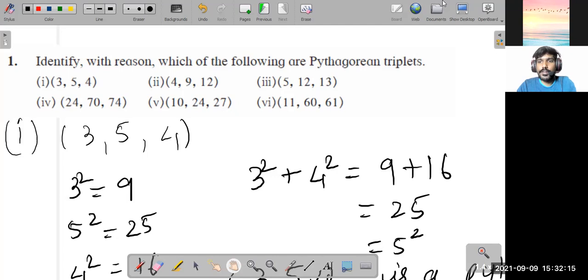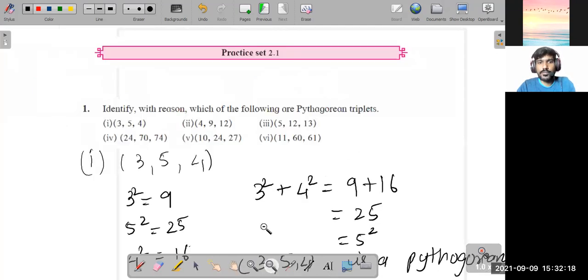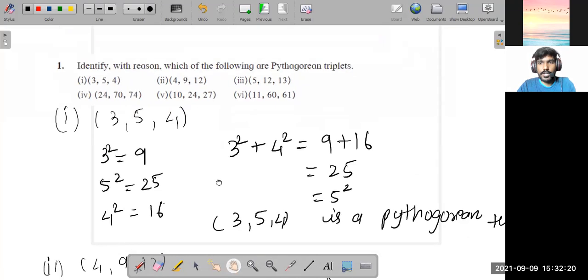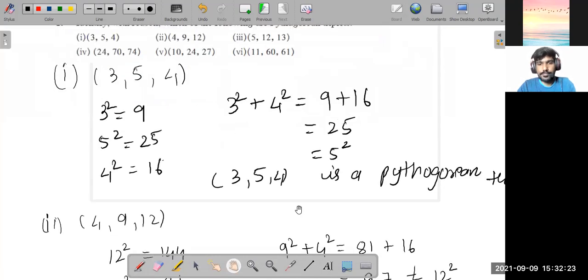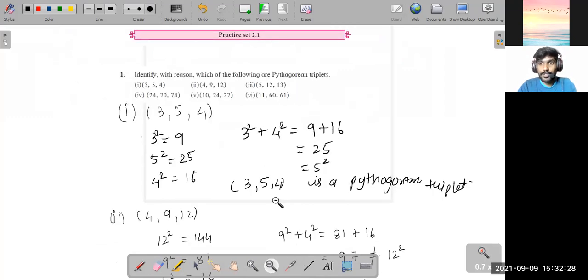Okay. Fifth and sixth one, will you do it for homework? Will you check it for homework? Okay. What was the earlier homework? No, there was problem set 1. Those sums, you have to do them again. How many sums are there? I think 10 sums are there. Yes, problem set 1, similarity.